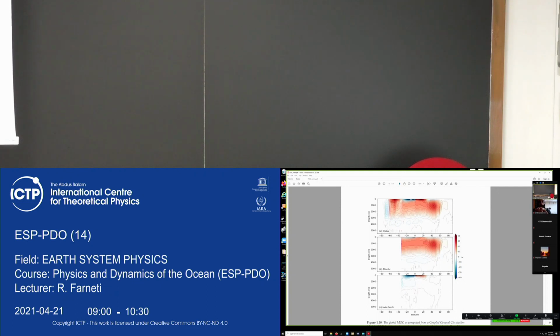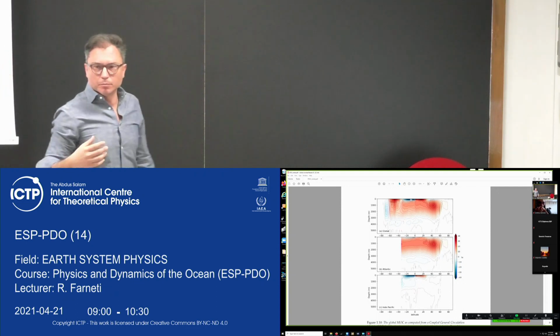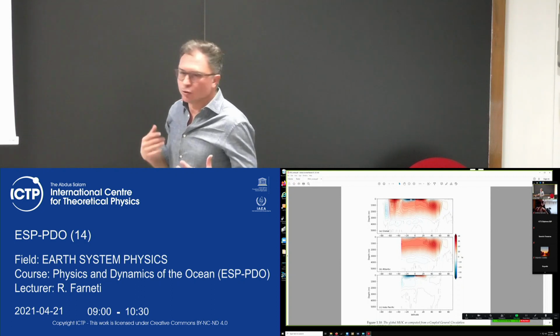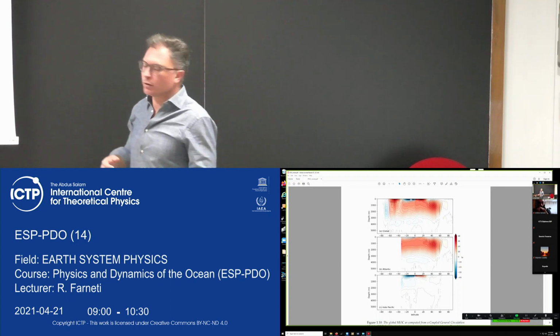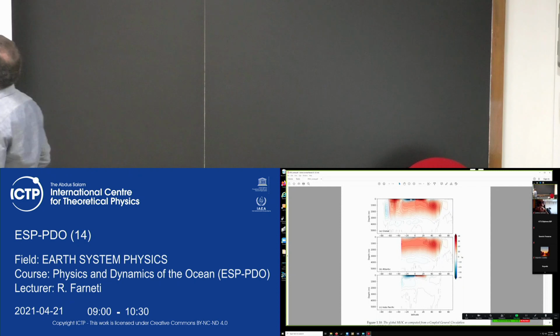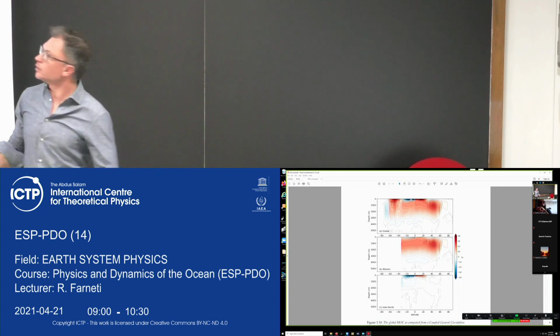And this is relatively small compared to observation, because I was saying models tend to produce too little Antarctic bottom water because of the problems that we mentioned. Okay, so this is the global meridional returning circulation. If you just look at the Atlantic, you see that this cell is basically the same, because all the North Atlantic water is produced in the North Atlantic. Okay.